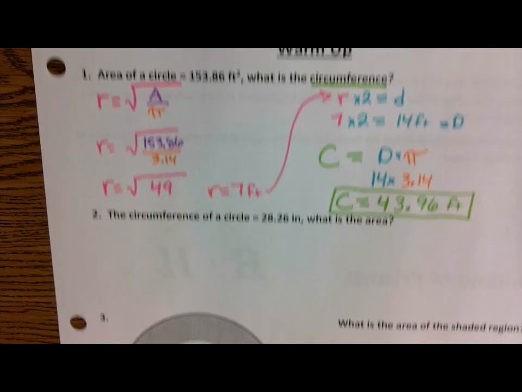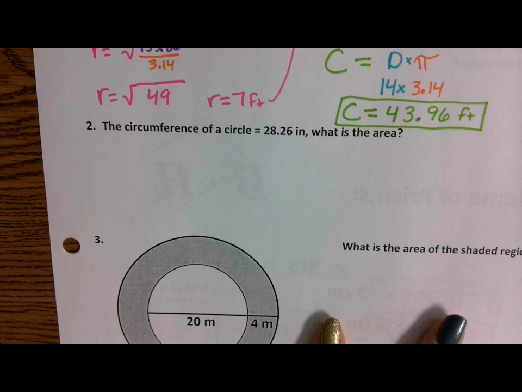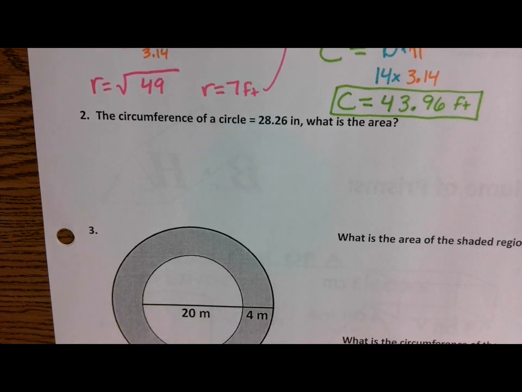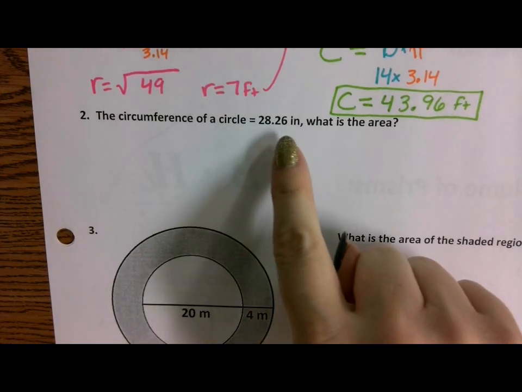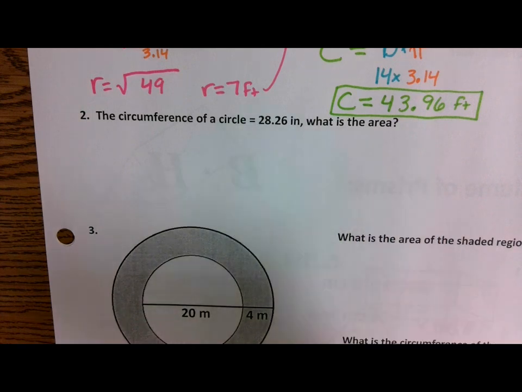It's the same thing for problem number 2. Problem number 2 says the circumference of a circle is 28.26 inches. We want to know what is the area of that circle. So we're given circumference, and we need to find the area.